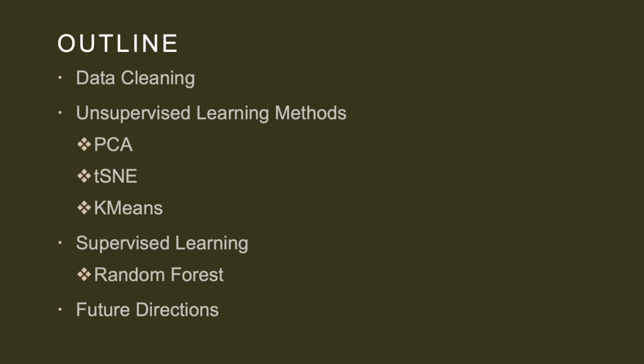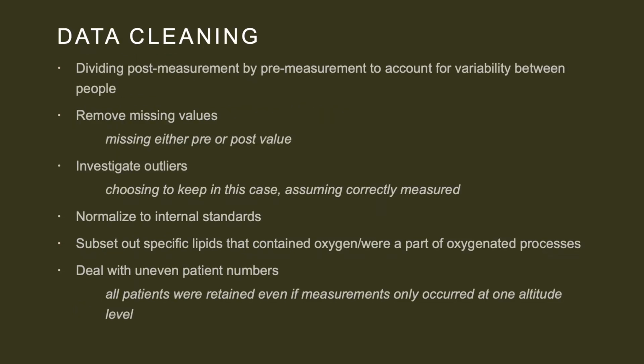So a little bit of an outline. I'm going to go over a couple of choices that I made with data cleaning, and then run through a couple of unsupervised methods that I used to see if there was any grouping in the data, and then run through some supervised learning, so random forest, and then some conclusions and future directions of where I'm hoping to go after this.